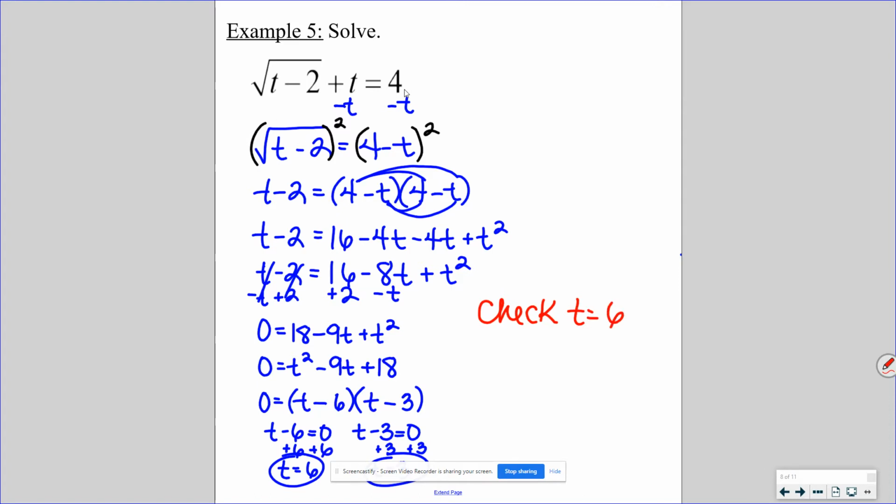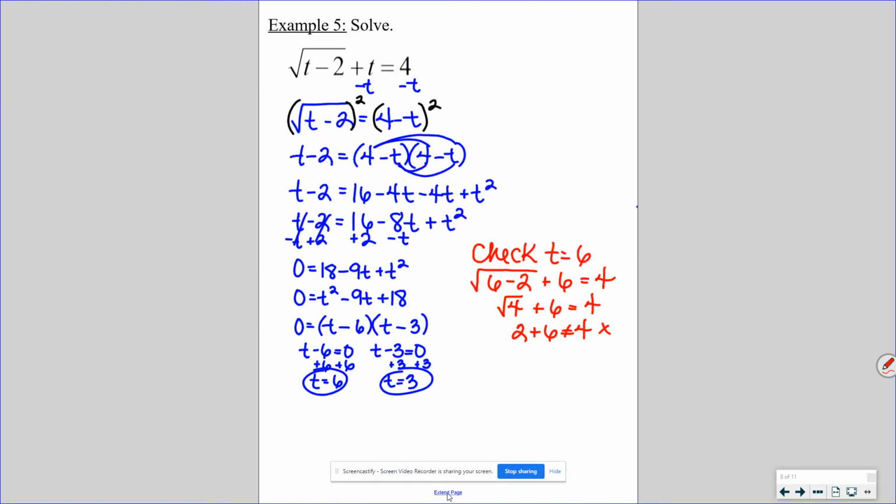So if I plug 6 into this original equation, here's what it would look like. I'm going to start solving. So the radical would be the square root of 4 plus 6 equals 4. And the square root of 4 is 2. 2 plus 6 does not equal 4. So that does not work. So 6 is not an actual solution. We would, again, call this extraneous.